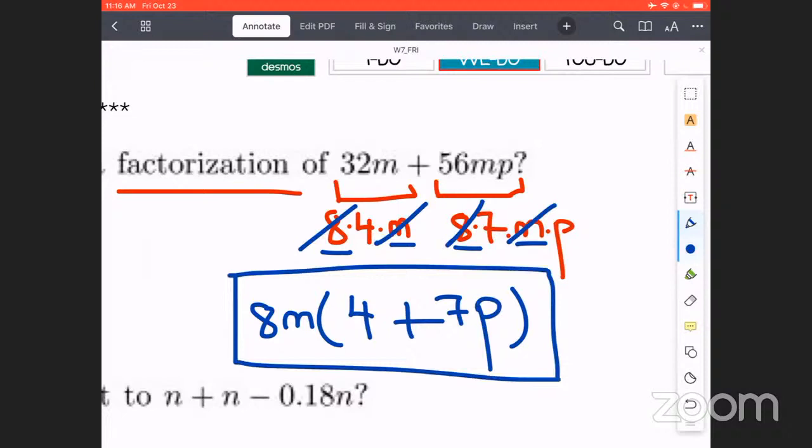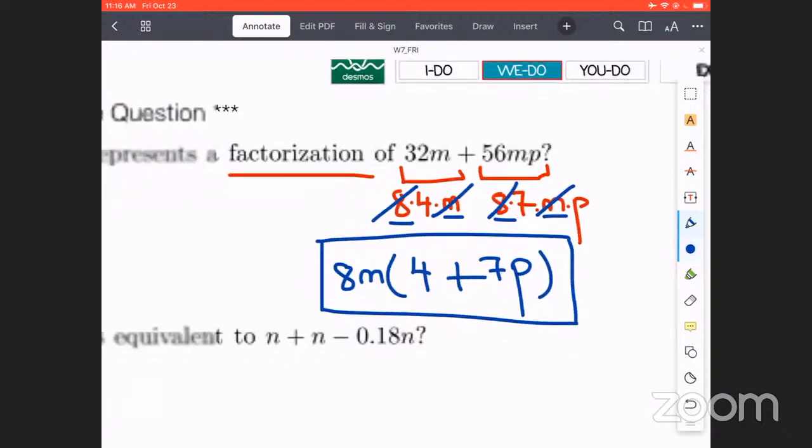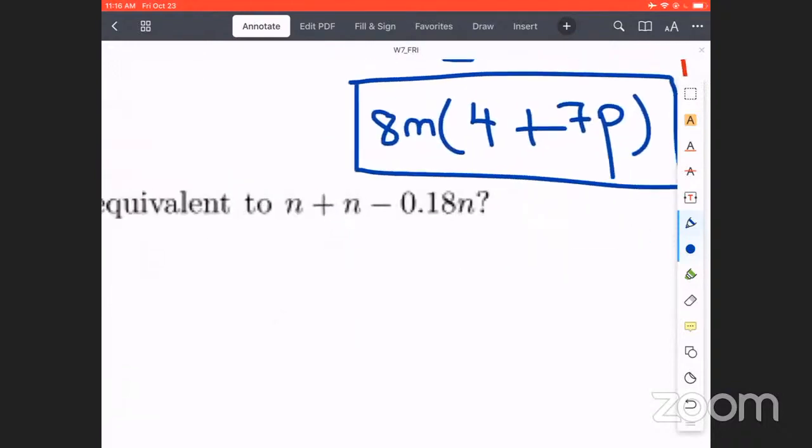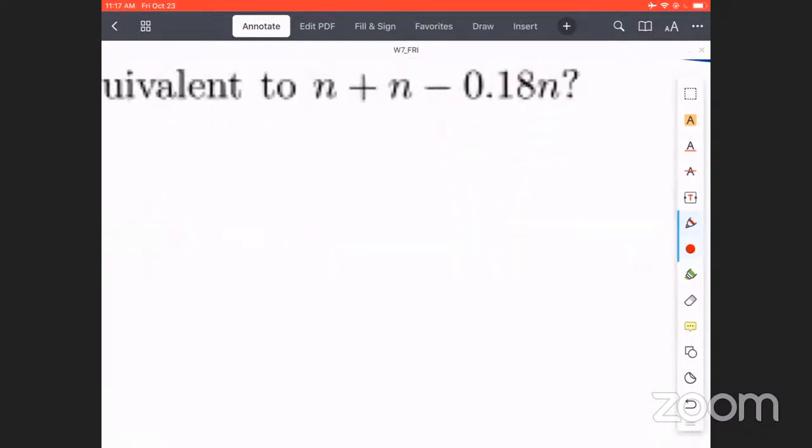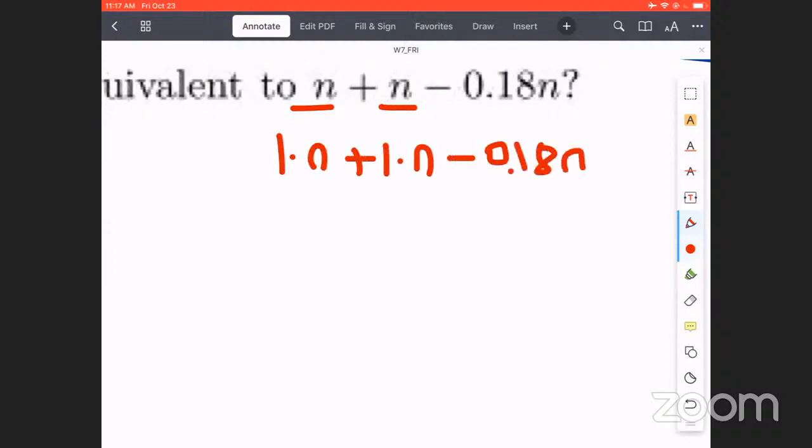All right. On the second problem, there is one thing you have to be very careful about. It's the same kind of instruction. It says, which expression is equivalent to n plus 0.18n. There are 2 things you have to be careful about. Number one, what is the number if there is no number in front of the variable? It's not 0n. Yes, it is 1. So the first one is 1n plus 1n minus 0.18n, right?